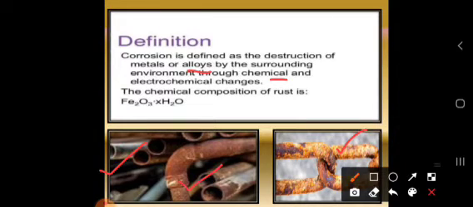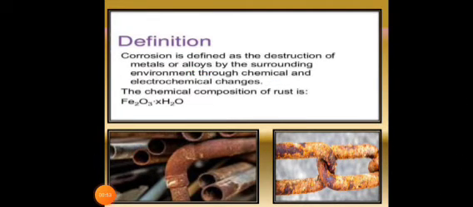These pipes, these are metal pipes. This is also rusted by the environment. So this concept is nothing but corrosion. Corrosion is defined as the destruction of the metal. So where is the metal going to be destroyed here? The destruction of the metals or alloys.